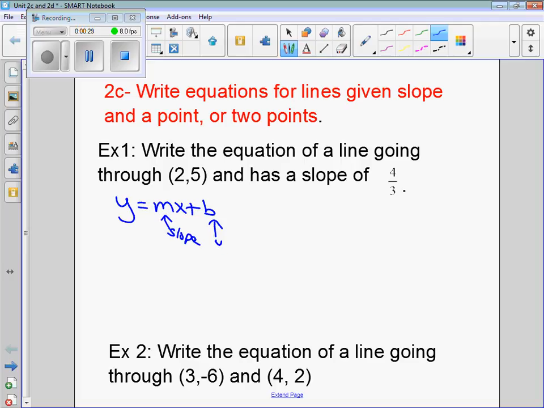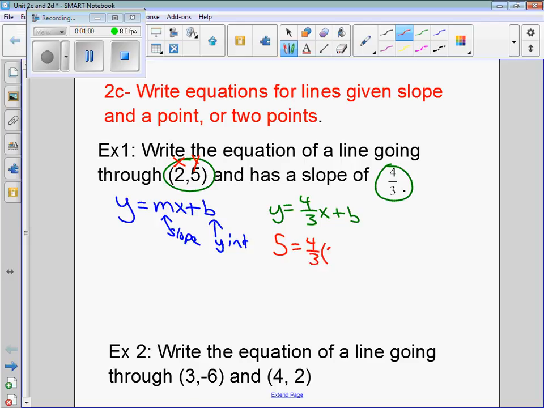Slope is m, b is the y-intercept. And we're going to use this with 4/3. It's going to go in as the slope. So we have y equals 4/3 x plus b. And we're going to go through the point (2, 5), so we're going to substitute in 2 for x and 5 for y. Now we're going to solve for b. This is solving for the y-intercept.